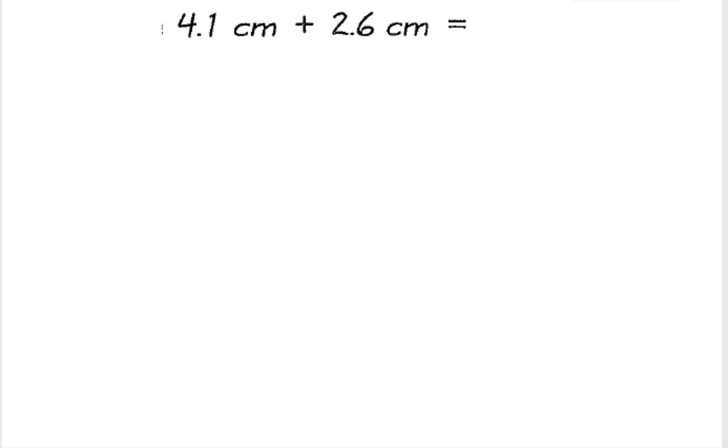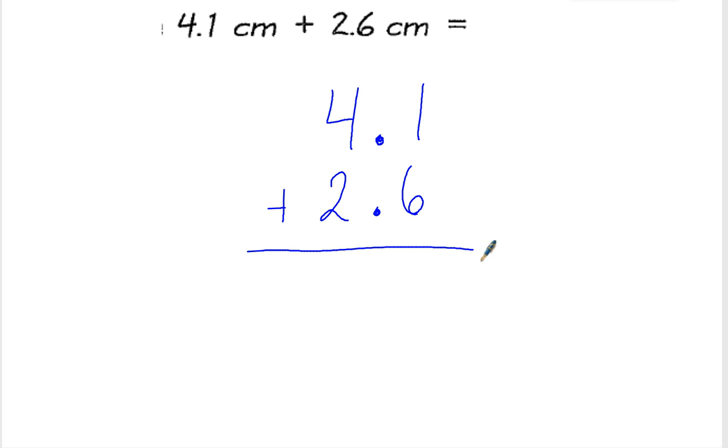So just like we did in a previous lesson, you first start by taking your decimals and lining them up by the decimal place and place value. Okay, then I add them together like I normally would add a regular number. But remember to bring this decimal place straight down into my answer. So 1 plus 6 is 7. 4 plus 2 is 6. And that's it. 6.7 or 6 and 7 tenths.